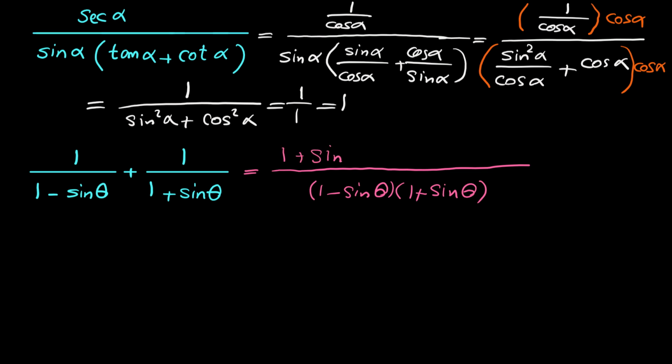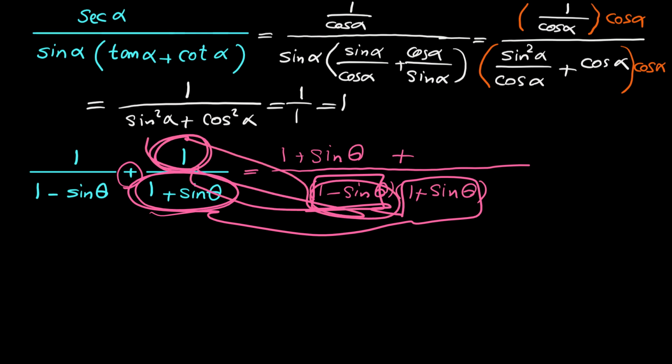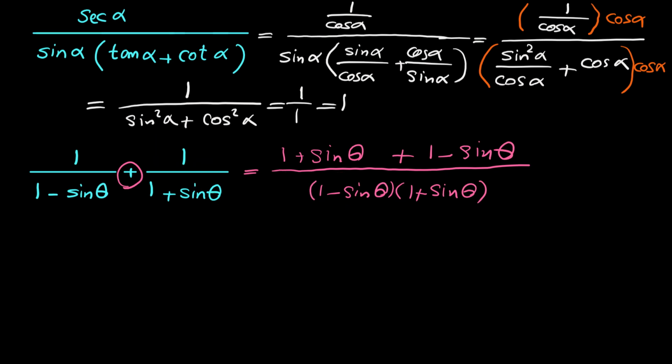For the next fraction, we have a plus. We had this denominator here. We multiply the denominator by this, so we have to multiply this numerator by this. 1 times this is 1 minus sine. So in the numerator we have 1 minus sine theta. Now if you look at the numerator, sine and minus sine cancel each other. And in the numerator we have only 2.